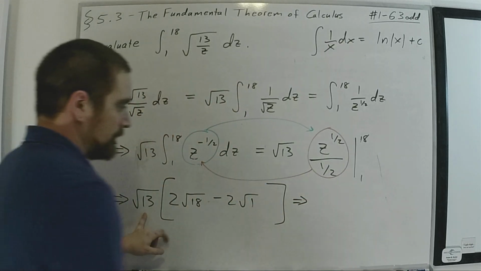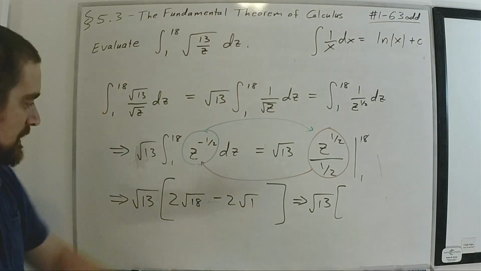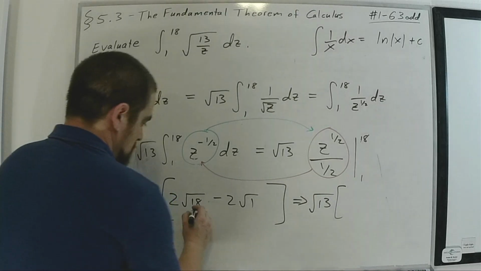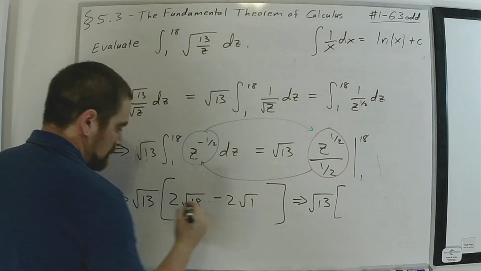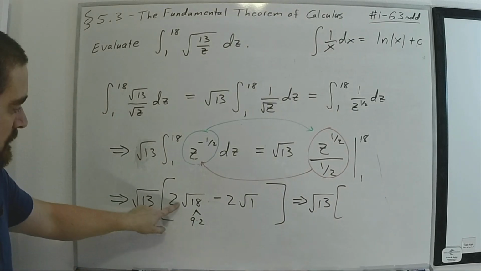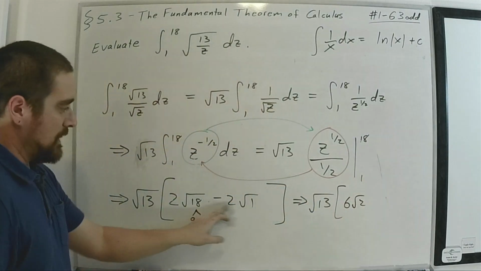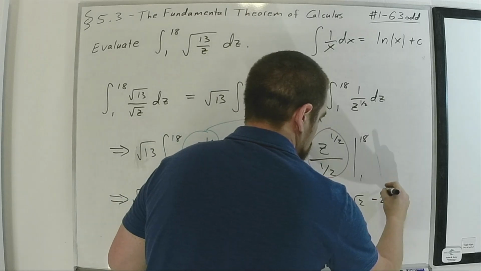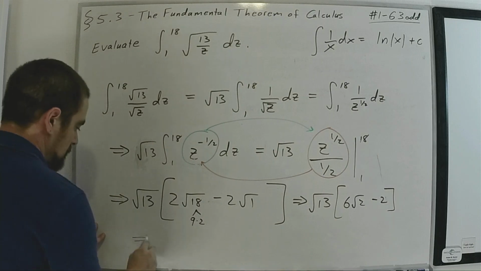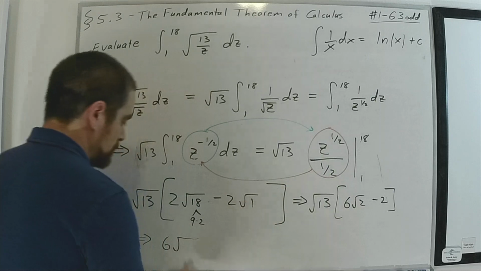So I've got root 13 still just chilling out front, being multiplied to everything because that's where I put it. I've got 2 times the square root of 18, right? That's really 9 times 2. I can take the square root of 9, which is 3. 3 times 2 is 6. Root 2 minus 2 times root 1 is the same thing as 2 times 1, so I'm simply subtracting 2. All in all, we'll have 6 times the square root of 13 times the square root of 2.